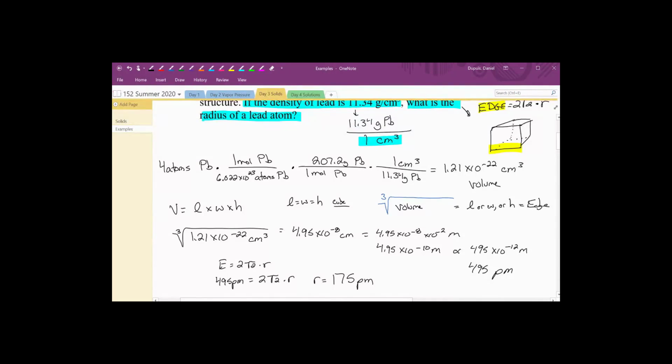All right, so what did we do? We found out how many atoms were in the cell, right? And that was from it being face centered. Then we found the volume of those 4 atoms using the density. I found the atoms, I found the mass, then I found the volume using the density. Then I found the edge, because it's a cube. And then we used the formula from the book to figure out the edge length in terms of R. That's it.